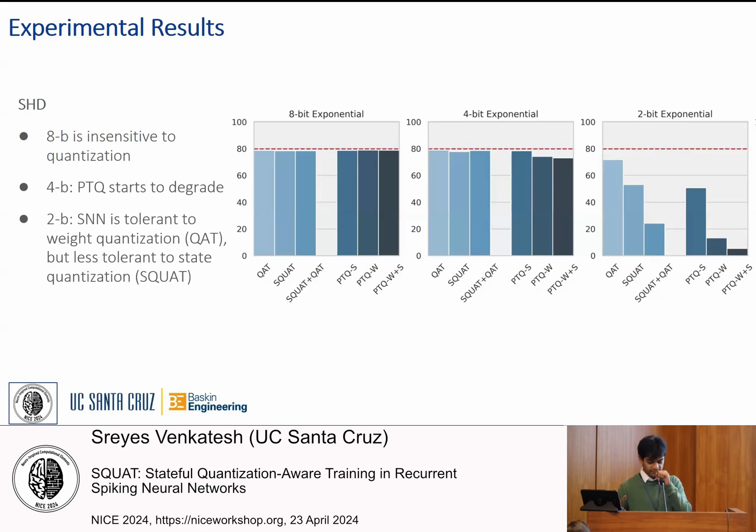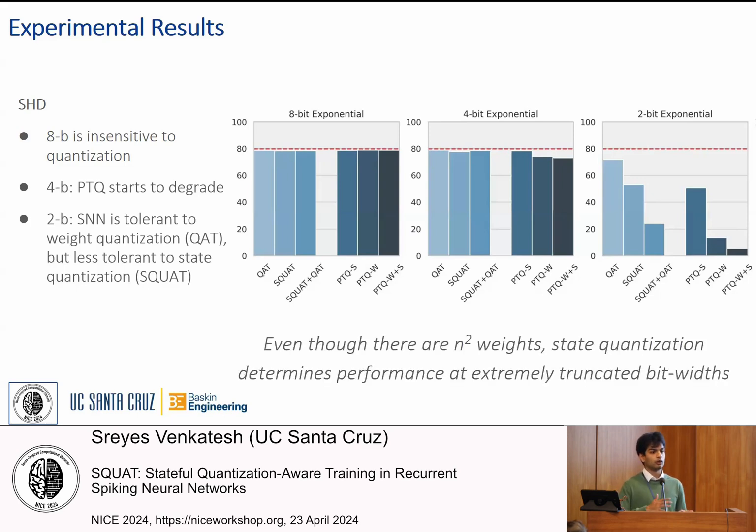This is very interesting because, as we said before, there are n-squared weights. So we would think that any change in the weights would be reflected in a greater change in the network than if we were to change just the states, simply because we can have more weights that we're working with. But this wasn't the case, and that's very exciting news.